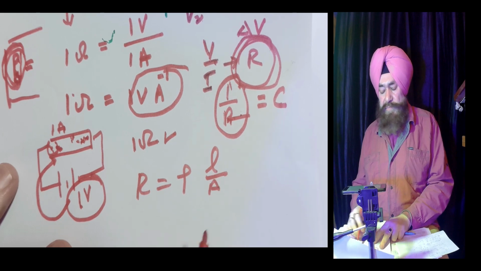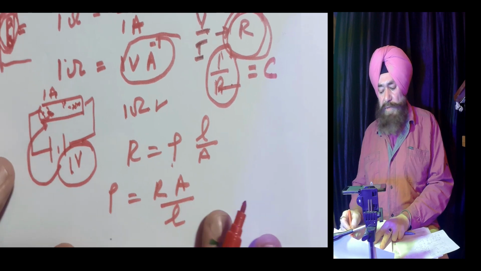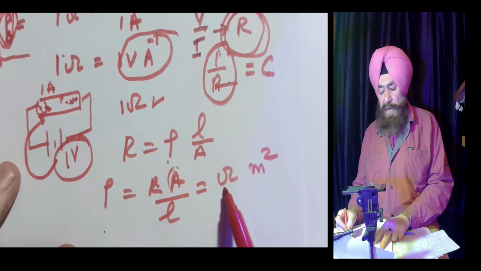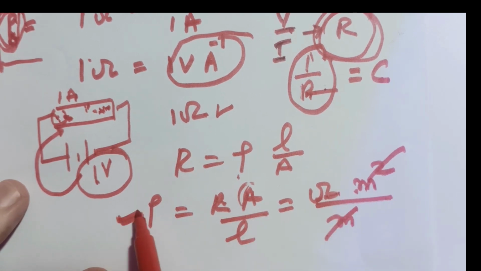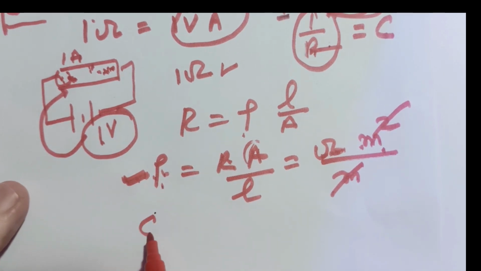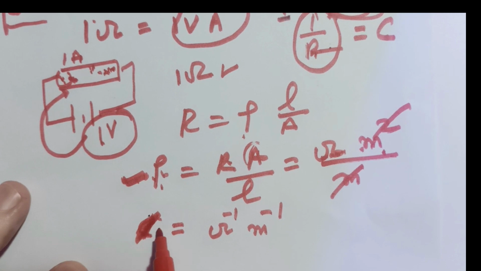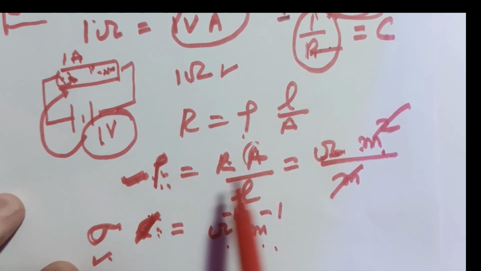And resistivity equals R, A upon L. R is in ohm, area of cross section is in meter square, upon meter. So this is ohm meter. The unit of resistivity is ohm meter. And the reverse of resistivity is conductivity. That is ohm inverse and meter inverse. So conductivity is not symbol C, it is symbol sigma. Sigma is conductivity, per ohm per meter. Rho is resistivity, ohm meter.